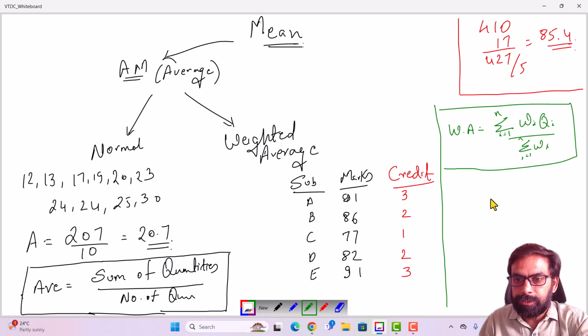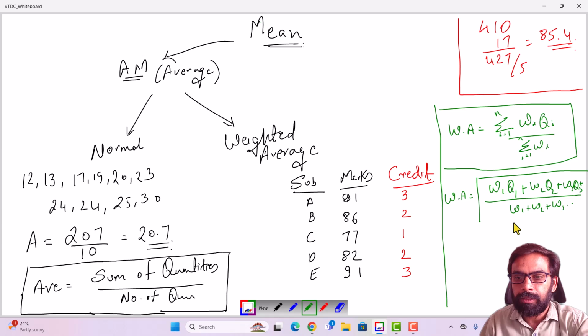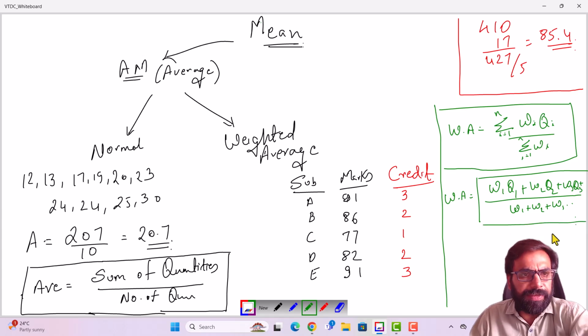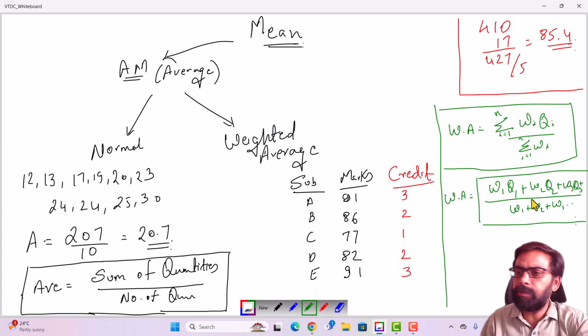Allow me to explain. So it is weight of the first quantity multiplied by the first quantity, weight of the second quantity multiplied by the second quantity, weight of the third quantity multiplied by the third quantity, and so on. However many quantities there are, that many weights there are, divided by W1, W2, W3, and so on. So this formula, you can see, is the weighted average for 3 quantities with their weights. It might be 5 quantities with their weights, it might be 10 quantities with their weights. It's just that you sum up all the products of weights and the quantities.